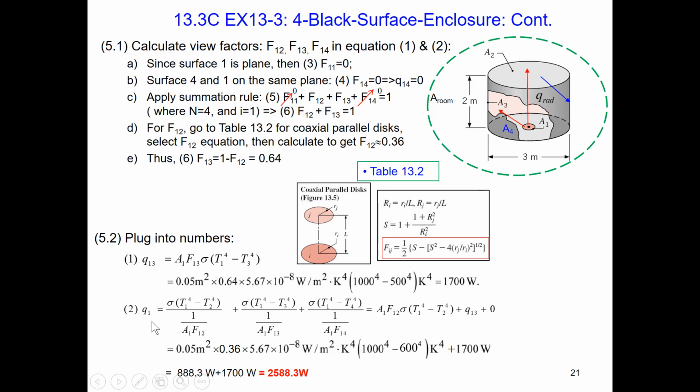In equation 2, this is Q12, this is Q13, which is calculated from equation 1. This is Q14, which is a 0. Plug into numbers to get Q1 value.